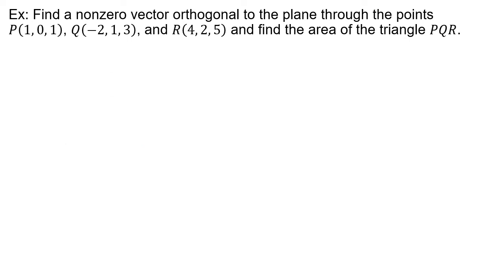This example says to find a non-zero vector that is orthogonal to the plane through the points, and it lists 3 different points, and find the area of the triangle. So these 3 points will make a triangle, and we want to figure out the area of that triangle by finding an orthogonal vector. And so I'm going to do kind of the same sort of thing with a triangle. It's a little easier with the idea of how the triangle would work.